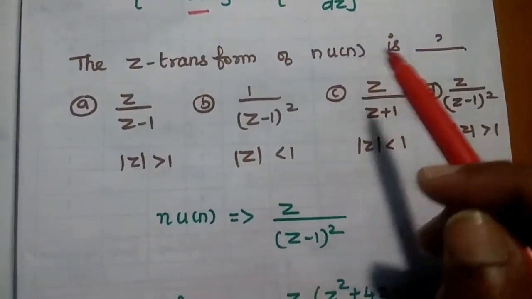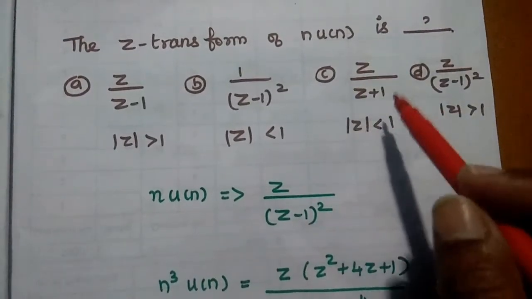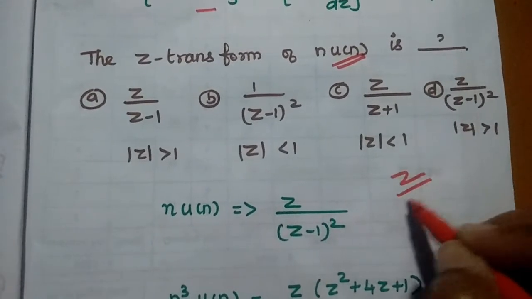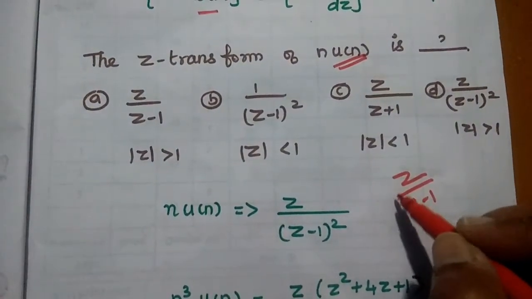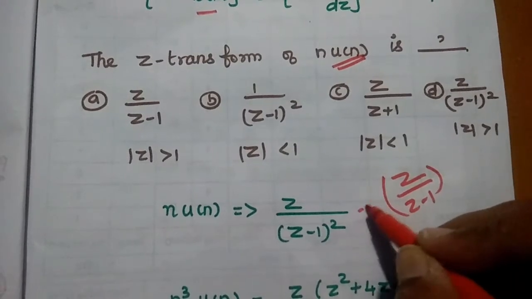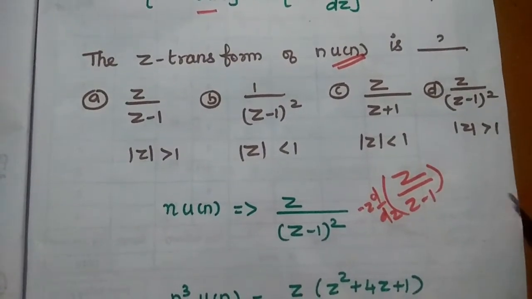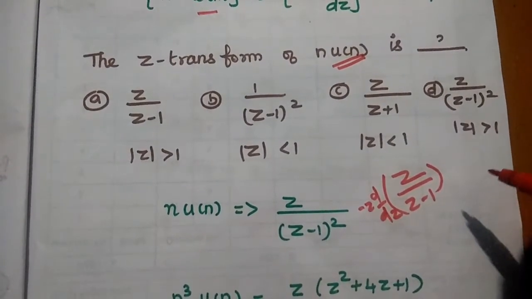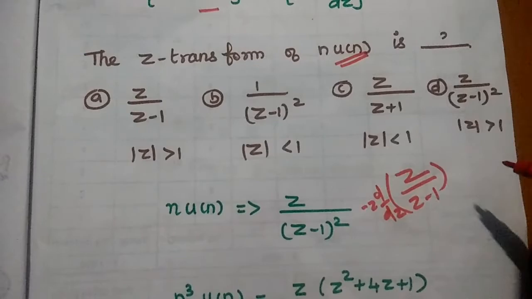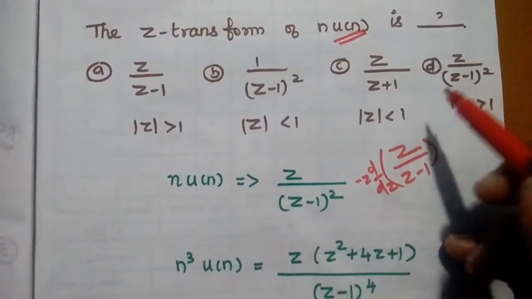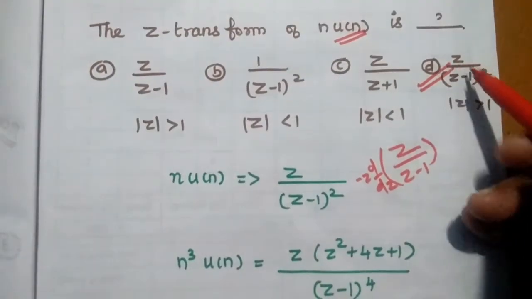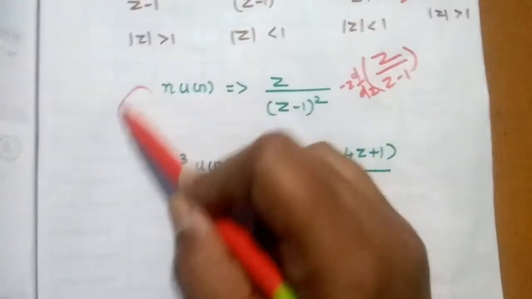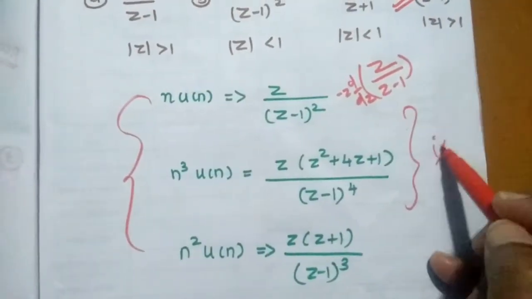Here n into u of n. We know that u of z value is nothing but z divided by z minus 1. Correct? This is u of z value. This has to be differentiated with respect to z. We can get the answer as z divided by z minus 1 the whole squared. So we can get the answer like this. These are certain formulas. You should remember these formulas. These are very important formulas.